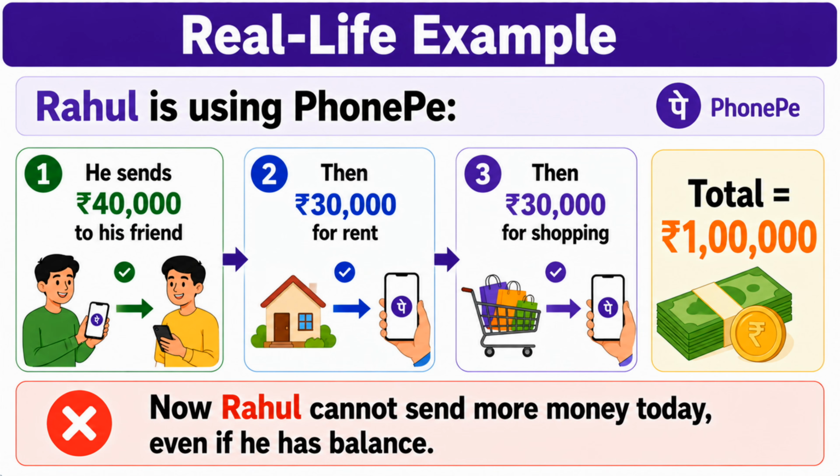Now we will see the real life example. Rahul is using PhonePe. He sends 40,000 to his friend, then 30,000 for rent, then 30,000 for shopping. Total becomes 1 lakh rupees. Now Rahul cannot send more money today, even if he has balance.